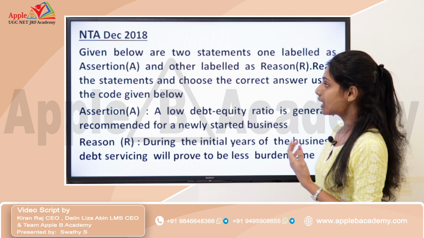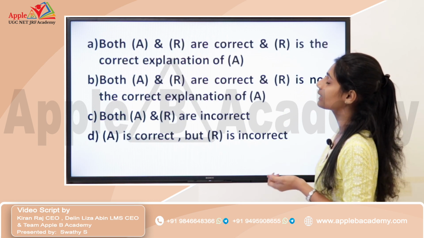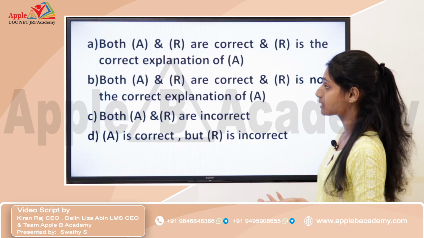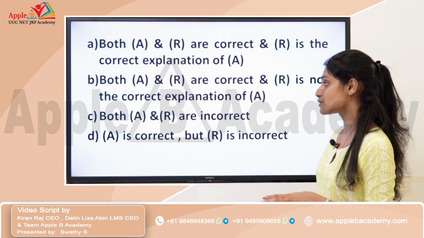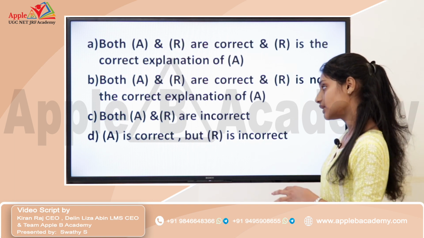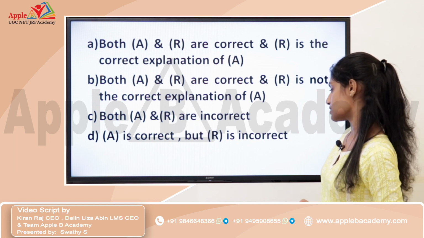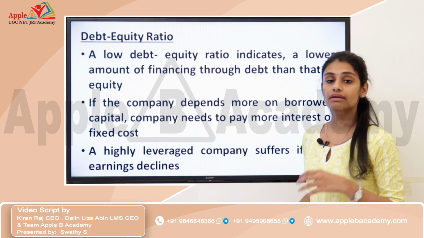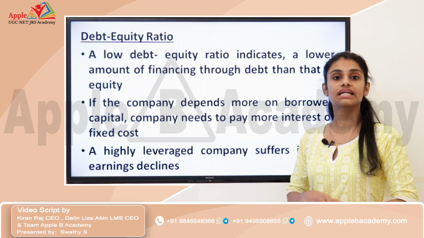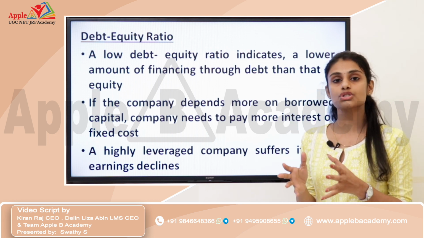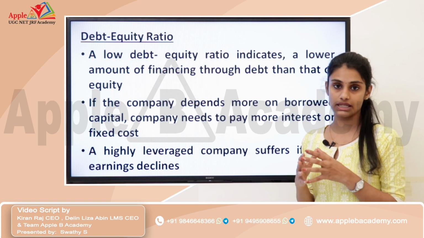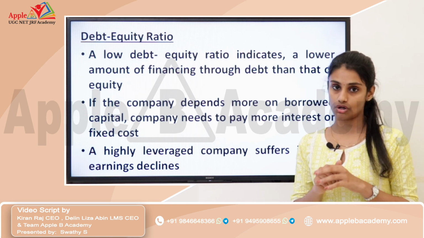And here we have the different options: both A and R are correct and R is the correct explanation, both A and R are correct and R is not the correct explanation, both A and R are incorrect, and A is correct but R is incorrect. These are the options. Anyway, coming back to our main topic, that is debt equity ratio. So what is this debt equity ratio? Debt equity ratio means it is analyzing the relationship between debt and equity of this concern.